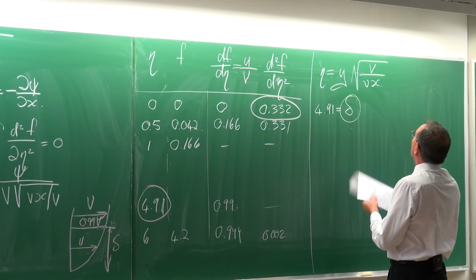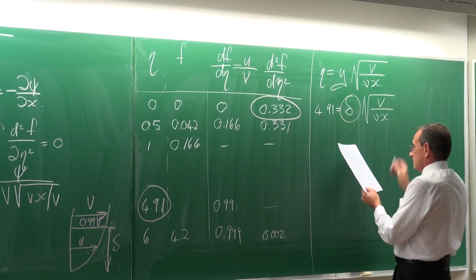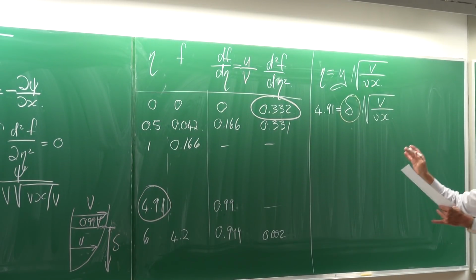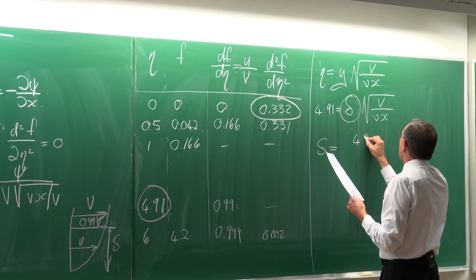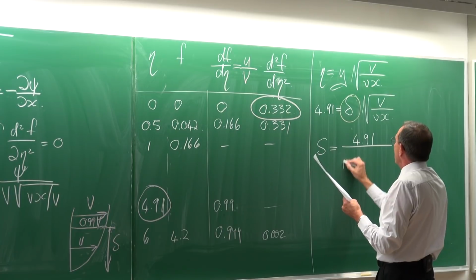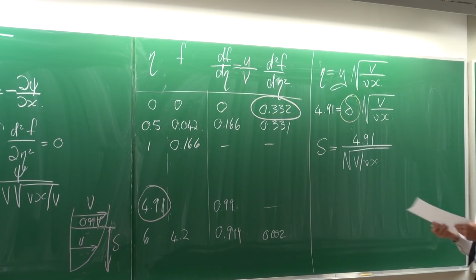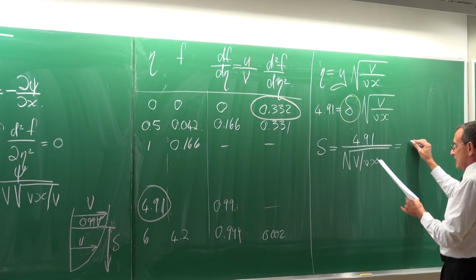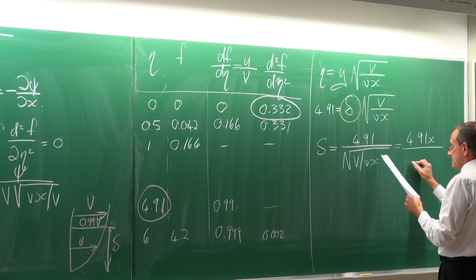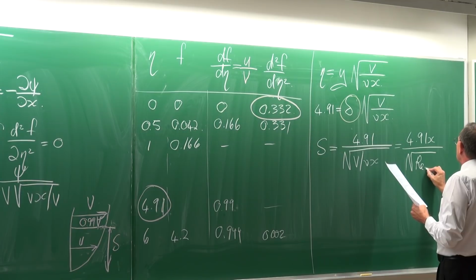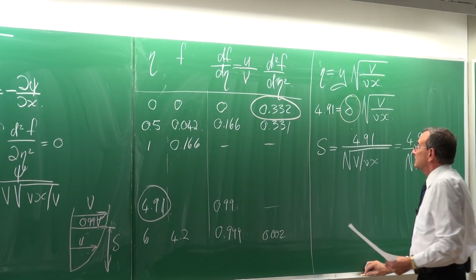That value there, square root of the velocity divided by the kinematic viscosity x. If you do a little bit of manipulation, then you can now actually solve the boundary layer thickness equal to 4.91 times the square root of the kinematic viscosity times x divided by the velocity, which you can also write as 4.91 multiplied by x divided by the square root of the local Reynolds number. And that was a brilliant derivation.